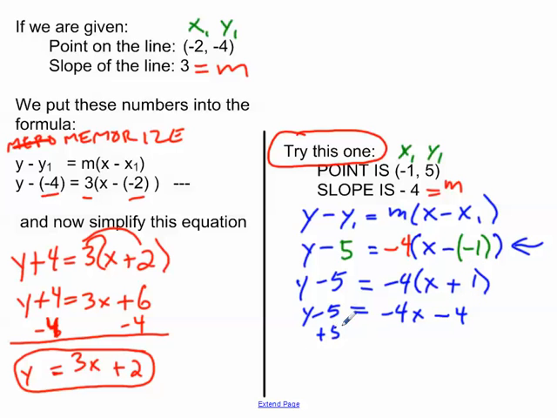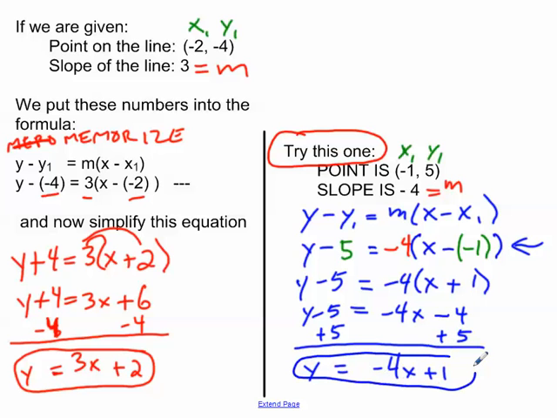And now we just simply add 5 on the left, add 5 on the right to get rid of that 5, to move the 5 to the right side. And I've got y equals negative 4x minus 4 plus 5 plus 1. And there's the formula for that line that describes all the points here that go through the point negative 1, 5 and have a slope of negative 4.